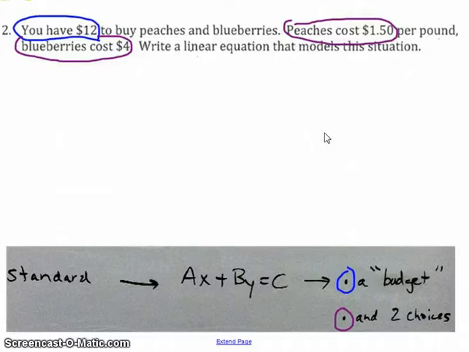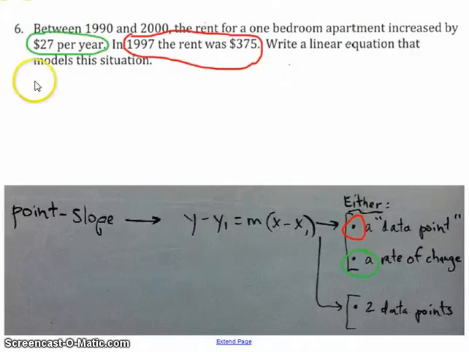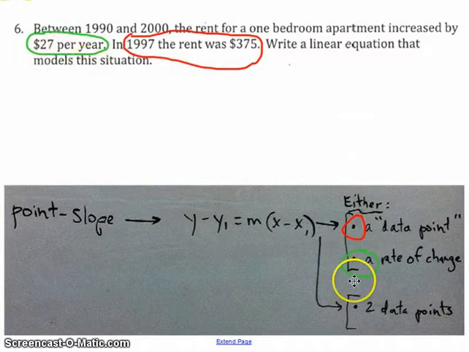I'm not going to go to question 3. I'm going to jump ahead to the bottom of page 1 to question 6. This is the story about the rent for a one-bedroom apartment. In this situation, you do have a rate of change, $27 per year, like indicated here. But you don't have the original price for the rent for that apartment. You have the price in 1997. That's just a data point.